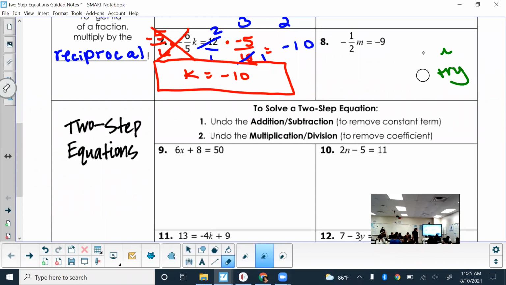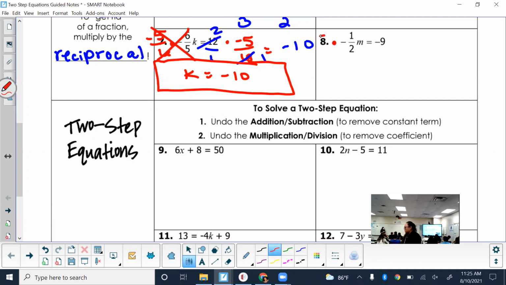In order to get rid of the fraction, what can I do? Keep, change, flip, and the shortcut to that is multiplying by the reciprocal. So what's the reciprocal of -1/2? 2. And don't forget there needs to be a negative in there somewhere. I'm sorry, it has to be 7. And then what happens to the fraction on the left side? Yes, they cancel out. We get just m. On the right side, multiply this out. What's -9 times -2?